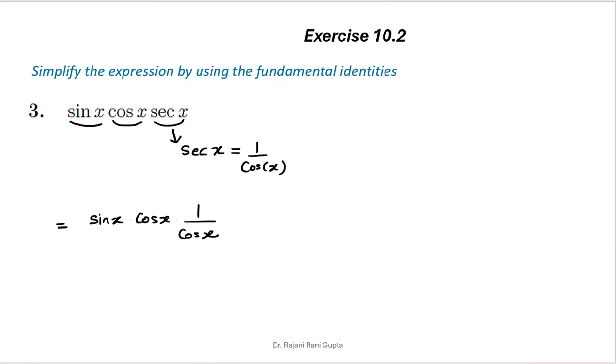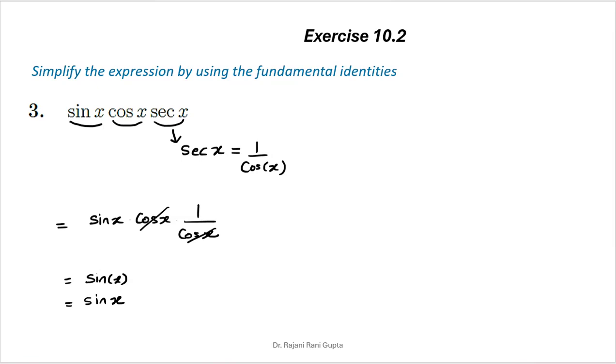Now since all of these things are in multiplication, we can cancel cos with cos. So this gives you sin x multiplied by 1, or sin x. Sometimes you can write it as sin bracket x or simply sin x. Both mean the same thing. So this is the simplified version of sin x multiplied by cos x multiplied by secant x.